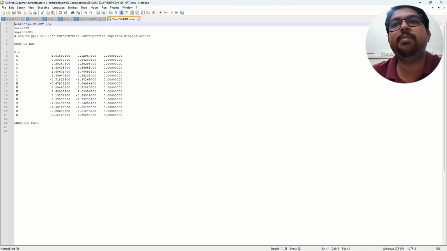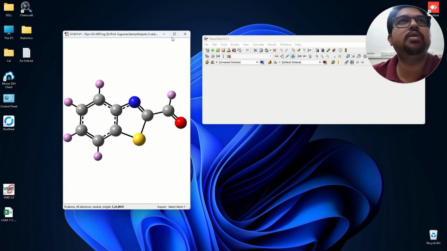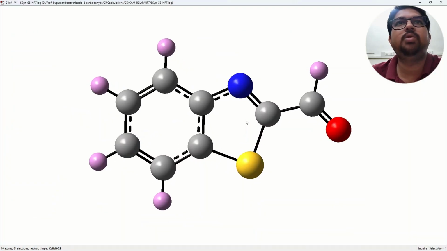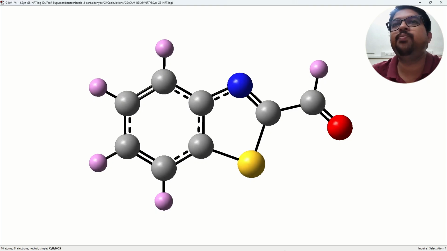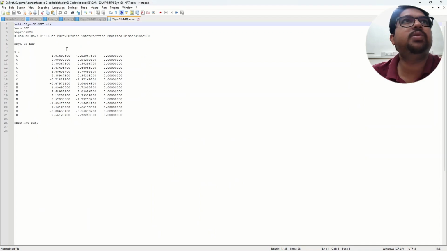So here I am having a molecule of interest. This is the molecule that I'll be doing the NRT calculation on, and I will show you the most contributing resonating structure, how to design and how to draw it using the data in the output file. Okay, so this is my molecule, and the input file will look something like this.